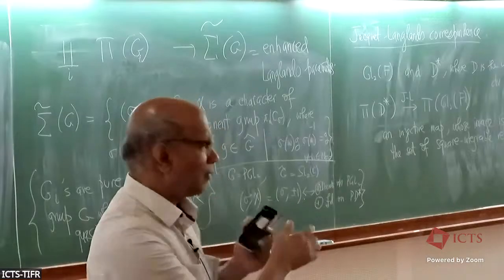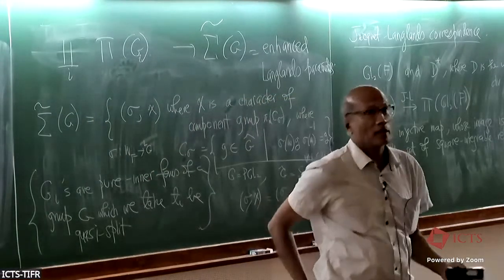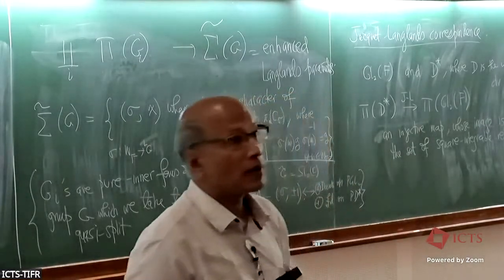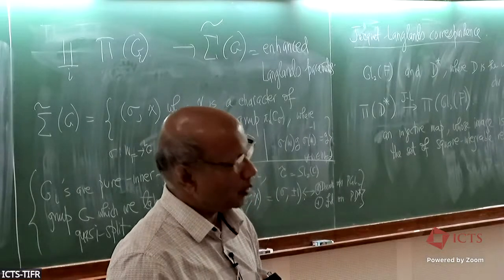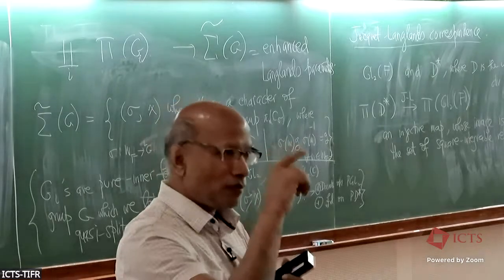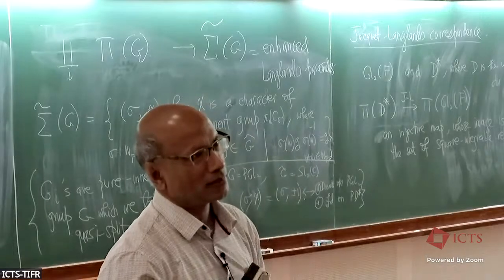And I want to illustrate some of this with some examples. So the inner form it will belong to depends on the component group. Component group knows everything. Once you specify chi, it knows GI and a representation of GI.